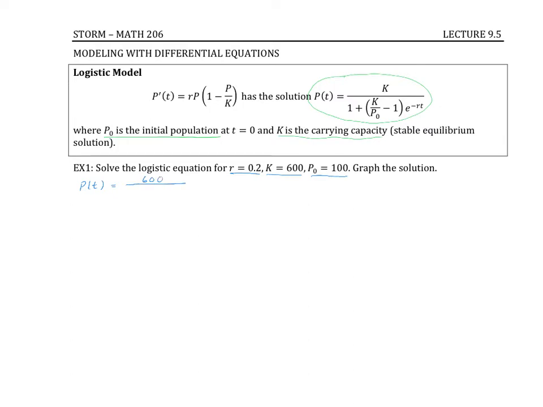over 1 plus the 600 over 100, which will turn into 6, minus 1, times e to the negative 0.2t. And when we simplify this equation, the population at any time is going to be 600 over 1 plus 5e to the negative 0.2t.